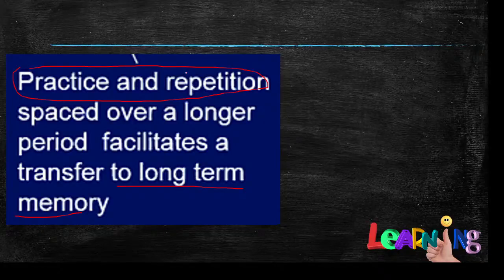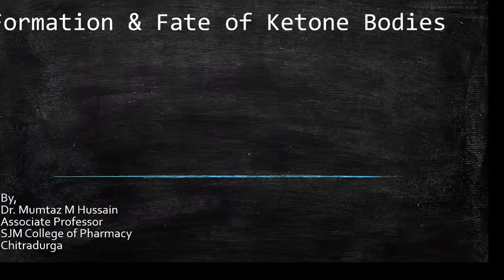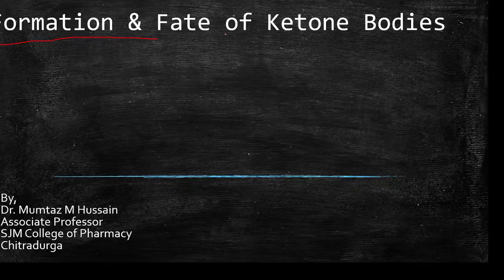Practice and repeat. Okay. So the next thing is formation and fate of ketone bodies. Today we will discuss formation and fate of ketone bodies. So ketones we know, the general formula of ketones is RC double bond O R dash, right?